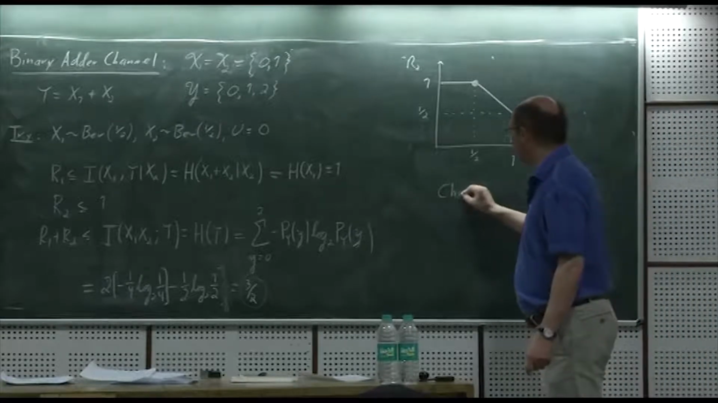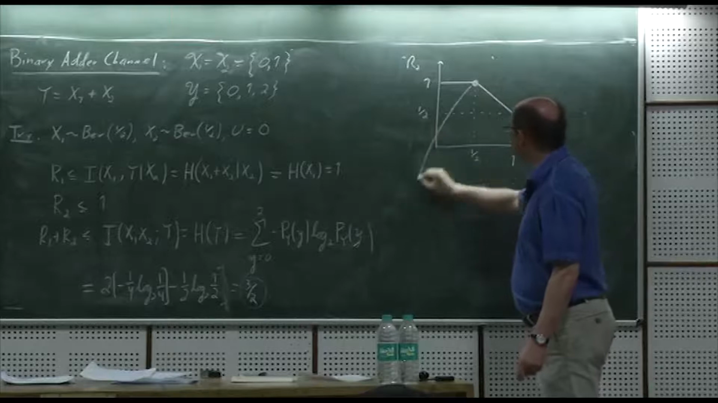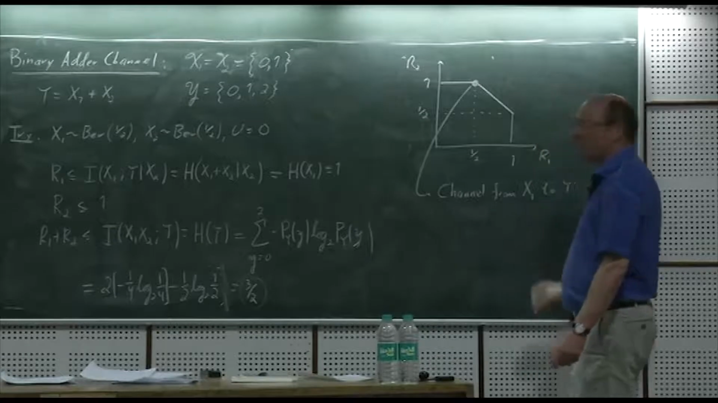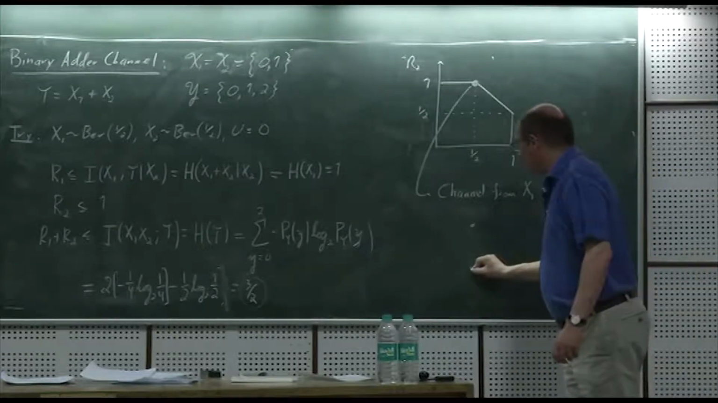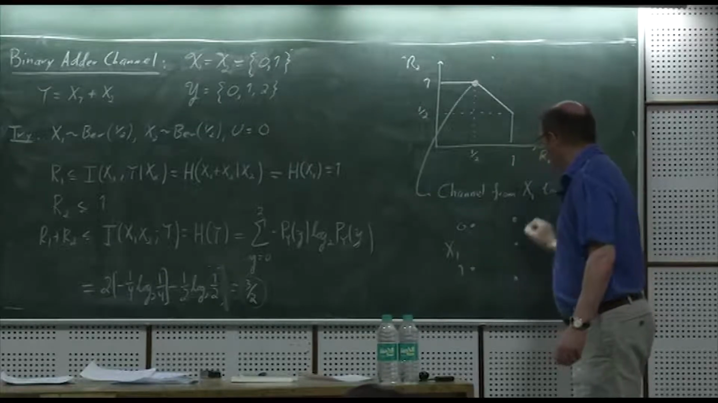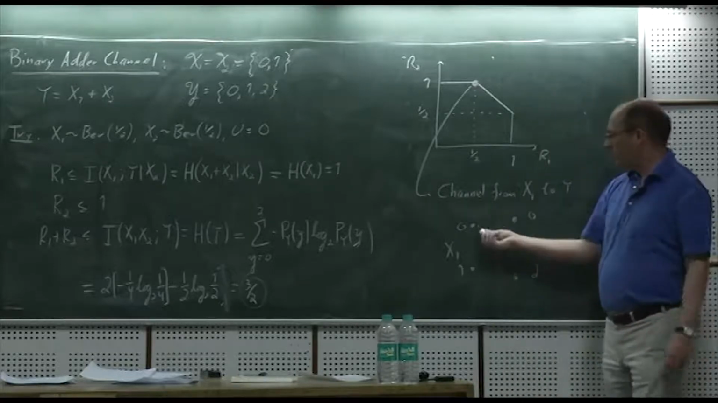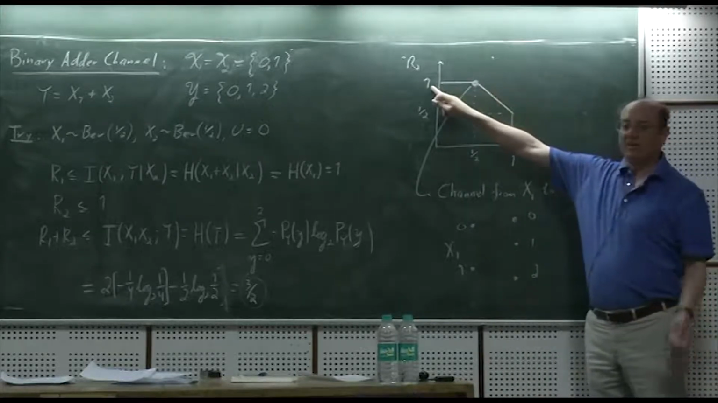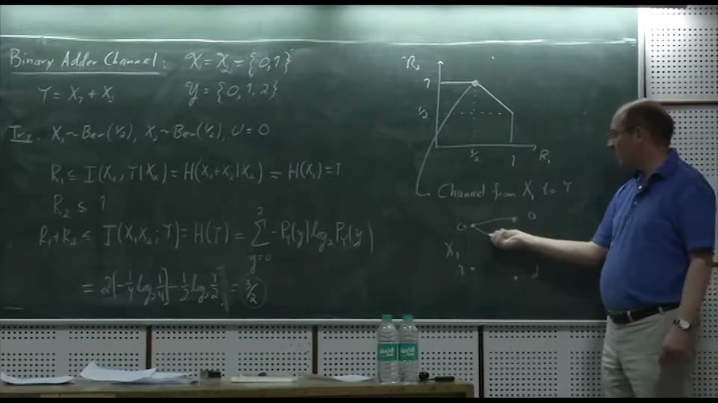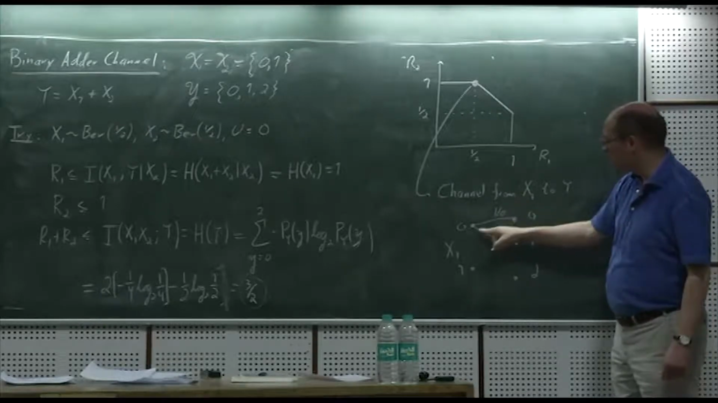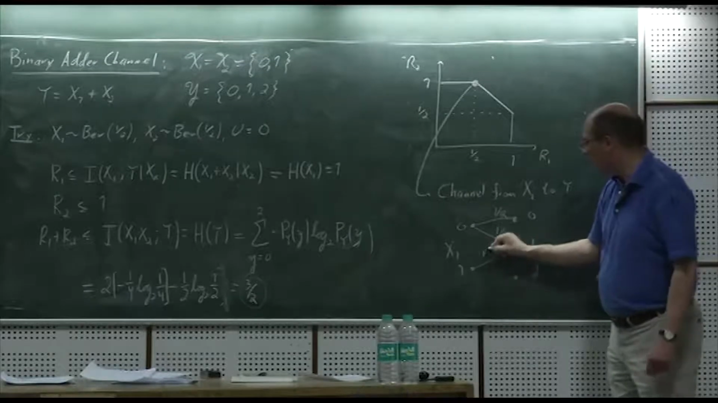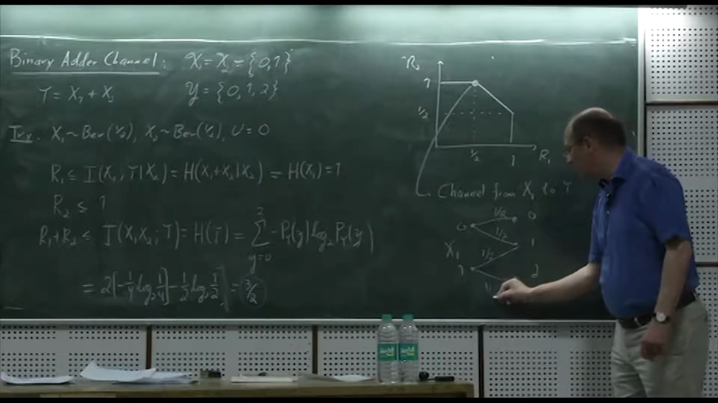So for this corner point, the channel from x1 to y, what does that look like? Well, we're just going to send either 0 or 1 for x1, and then we get 3 possible outputs, 0, 1, 2. Well, since this is Bernoulli 1/2, this guy's just sending uncoded bits, right, at rate 1. So we'll have a channel that looks like this. If we send a 0, we'll either stay at 0 with probability half or go to 1 with probability half. If we send a 1, we go to 1 with probability half, or to 2 with probability half.